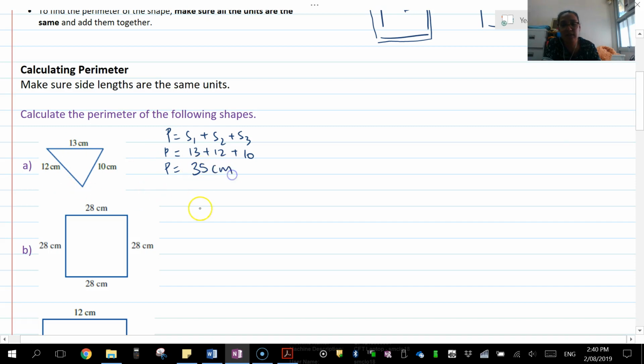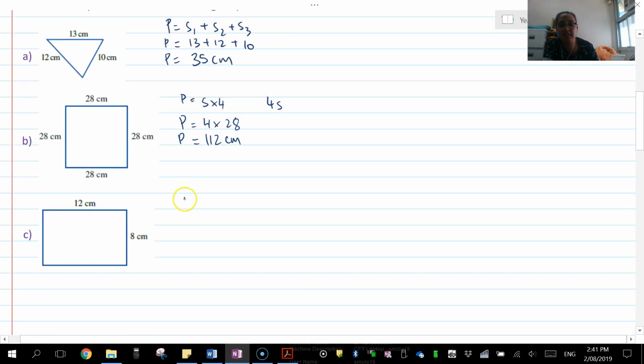It's centimeters. This one here, I could write as P equals side 1 plus side 2 plus side 3 plus side 4, but I noticed that they are all 28 centimeters. So P equals side times 4, or 4s, is something you could write instead. P equals, substituting, 4 times 28. P equals 112 centimeters.